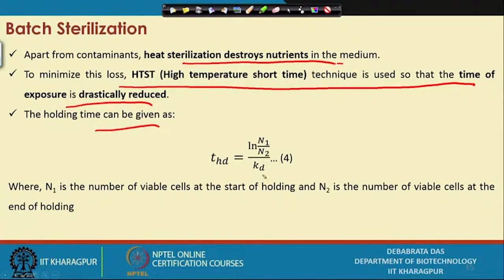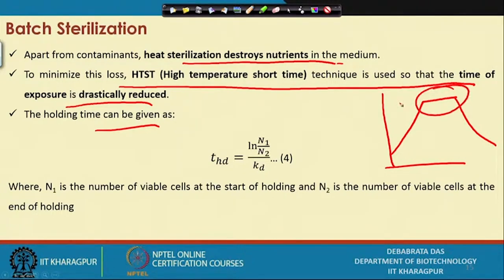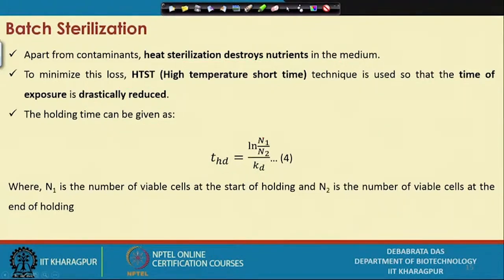The holding time, what is the specialty of that? In the holding time, you are maintaining the temperature constant. So, your Kd value is constant. So, we can write the holding time required as N1 to N2, that is reduced, divided by Kd, and we can find out what is the holding time required here.